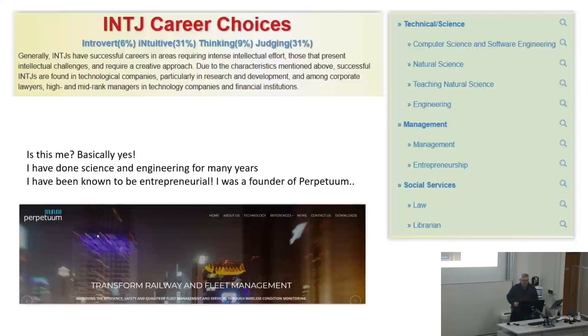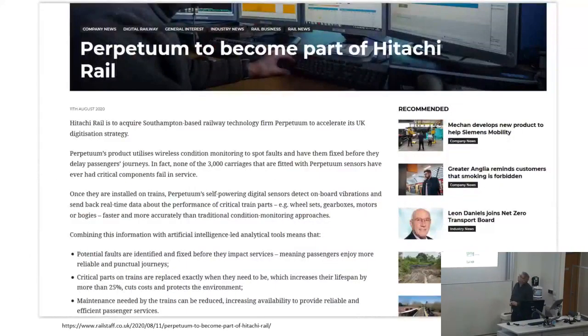I have been known to be entrepreneurial. I was the founder of this company called Perpetua, which has apparently transformed railway and fleet management. Not very exciting, but it came from some research here, and we spun it out, and we had eventually 75 engineers working for us before we sold it. So a bit of entrepreneurial, a bit of finance, a bit of law-y stuff, it's mildly interesting. Technical stuff, very interesting. Make it work good enough, sell it on.